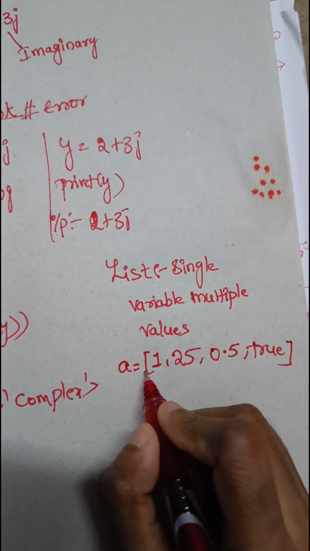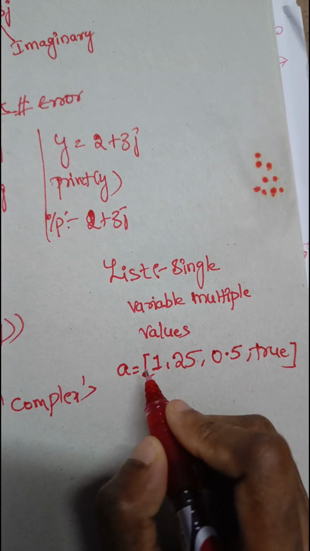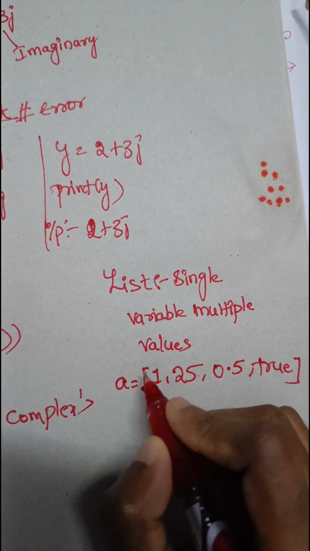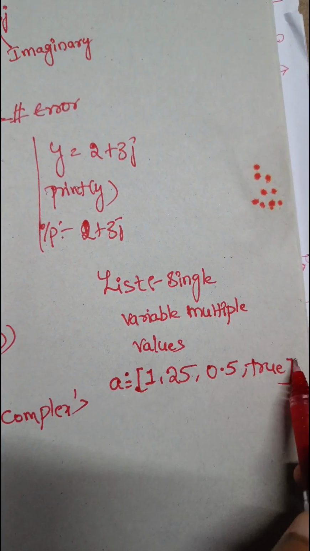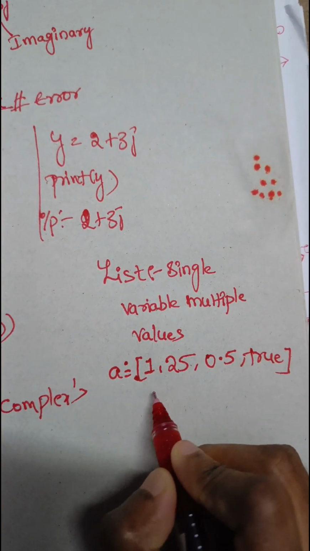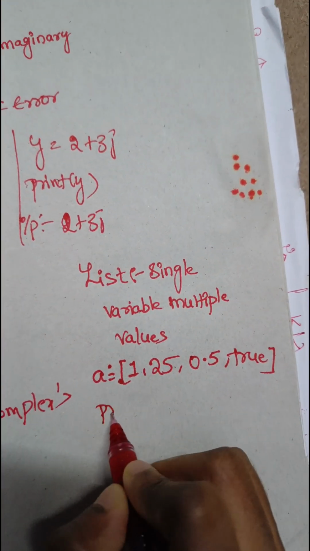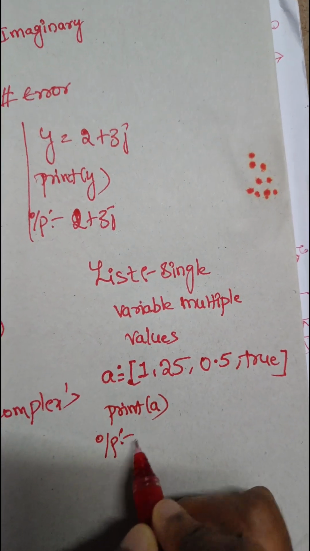So now see here, this is a variable, right? Is this a single variable or multiple variables? Single variable, because a is only one, right? So now this a, we are assigning that value with the equal to symbol. Now open the square bracket and close the bracket. Within the brackets we are writing 1 comma 25 comma 0.5 comma true. Now if you write print of a, the output will be this.